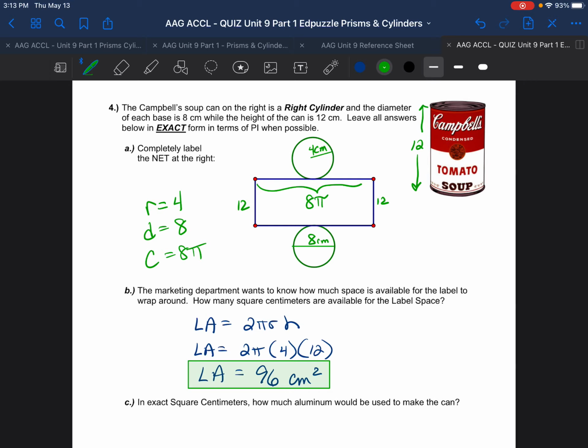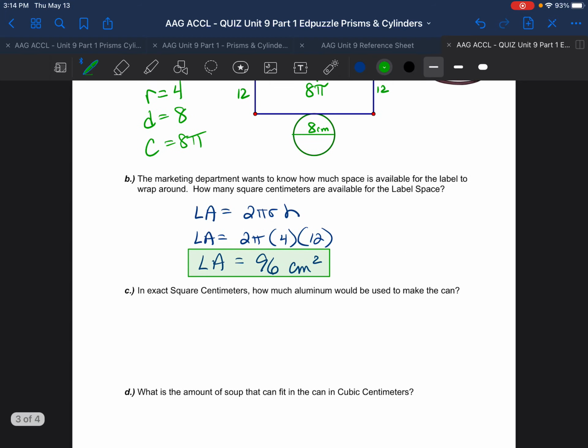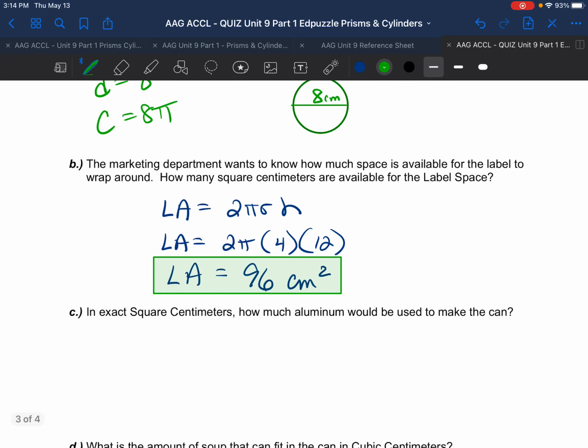The label space for the Campbell's soup can is only going to be the lateral area. All right, guys? If you just take a look at our diagram, or honestly, just think with some common sense, the label of any can is wrapped around the lateral surface, right? There's no label on the top, there's no label on the bottom. The top and bottom and the walls are actually aluminum, which brings us to our next question. In exact square centimeters, how much aluminum would be used to make the can?